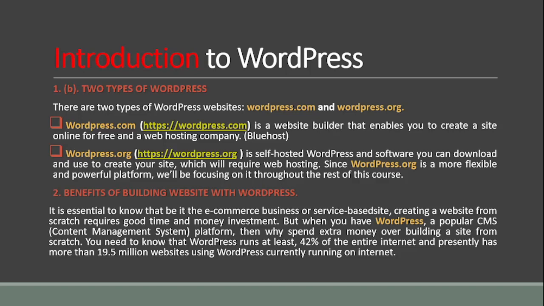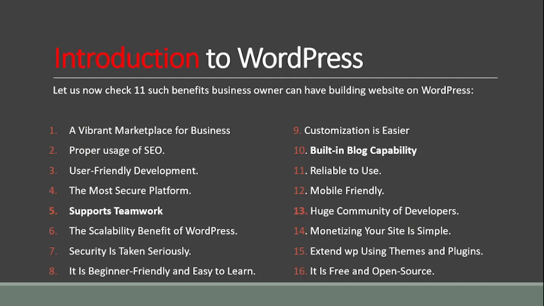Though it was originally created to design a blog. A blog is where you send information, just send information outside there for people to read. That was then. But now you can develop a lot of websites, different categories of websites, using WordPress. So you need to know that WordPress runs at least 42% of the entire internet, and presently more than 19.5 million websites are using WordPress, currently running on the internet.